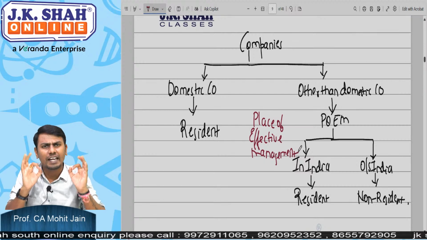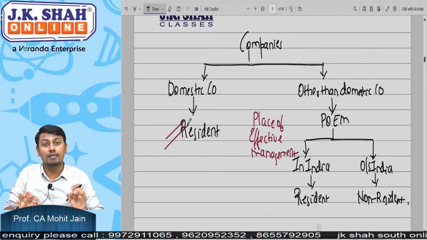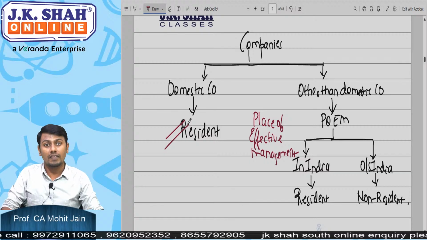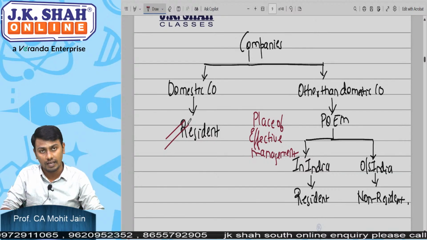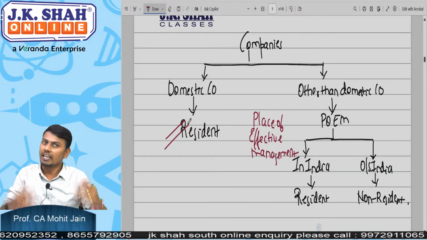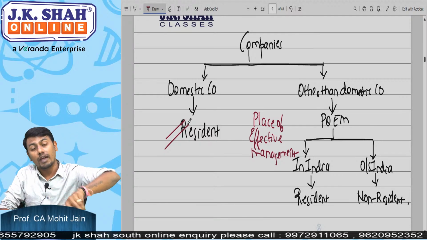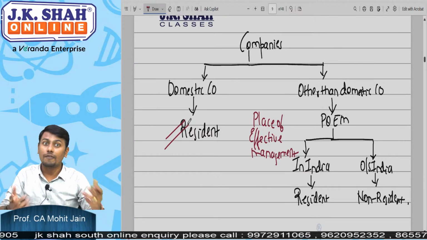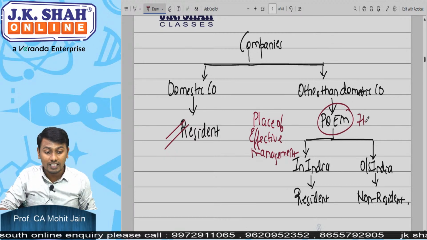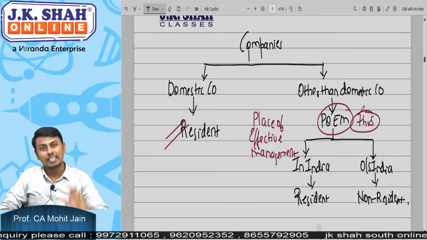See people, if it is an Indian company, then by default it is a resident of India. If it is a domestic company, then by default it is a resident of India. However, if it is a foreign company, then we have to check where the place of effective management is. If the place of effective management is in India, then that foreign company will become a resident of India. However, if the place of effective management is outside India, then that foreign company will become a non-resident. See this POEM, people, this is altogether a 7 hours discussion. But we don't have it at inter level. I'll just give you a glimpse of it.